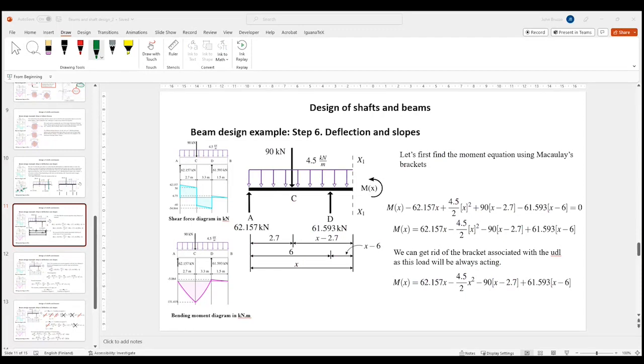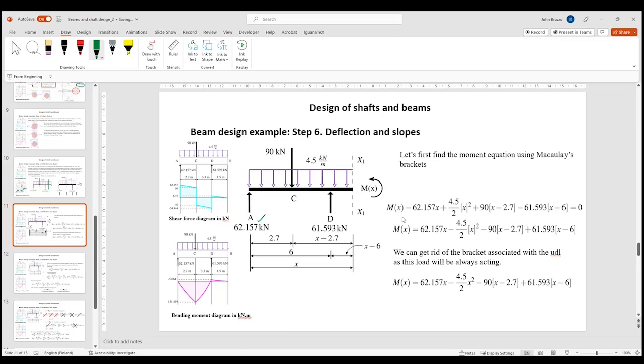Now, this is typical. You have the reactive moment in here. You have the moment caused by this reaction. You have the moment caused by the uniform distributed load. You have the moment caused by the point load, and then you have the moment caused by the other reaction. And that has to be equal to zero because this is a balanced system, it's not moving, it's static, so it's all in equilibrium.